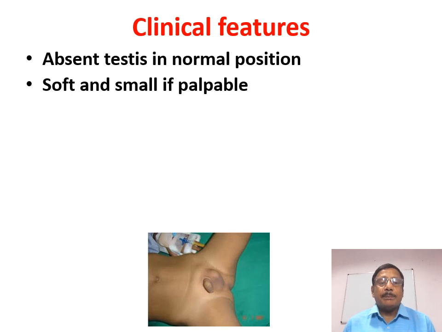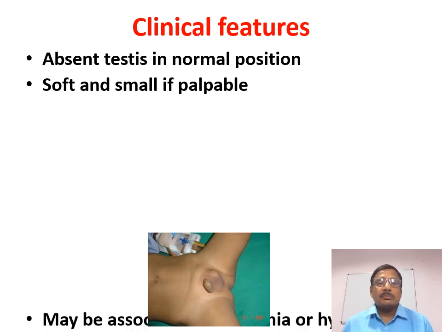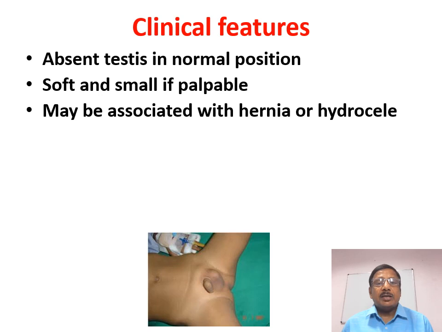If the testis is palpable, it may be soft and small as compared to the other side. The consistency will be soft, and it may be associated with a hernia. When the baby cries, there is an increased cry impulse or cough impulse, or there is abdominal fluid because of the patent processus vaginalis, which is known as hydrocele.